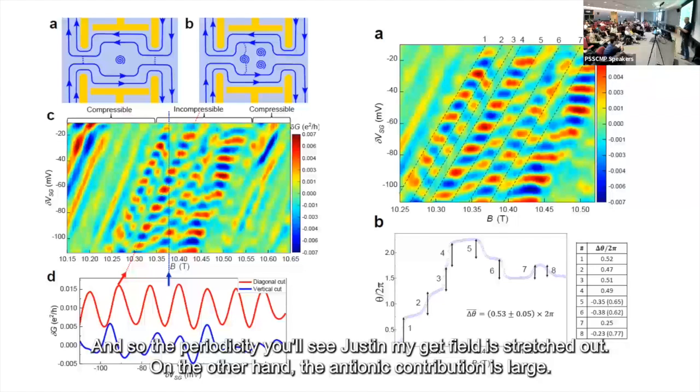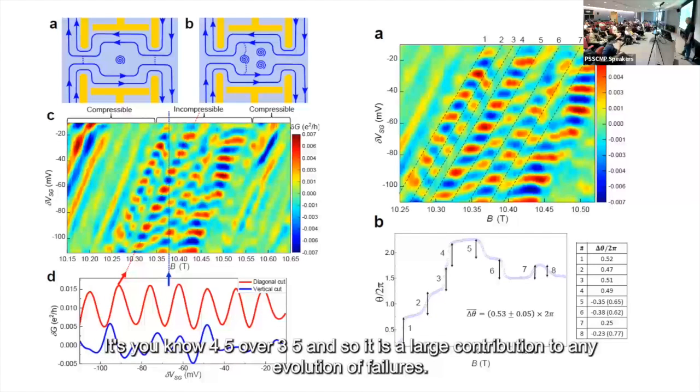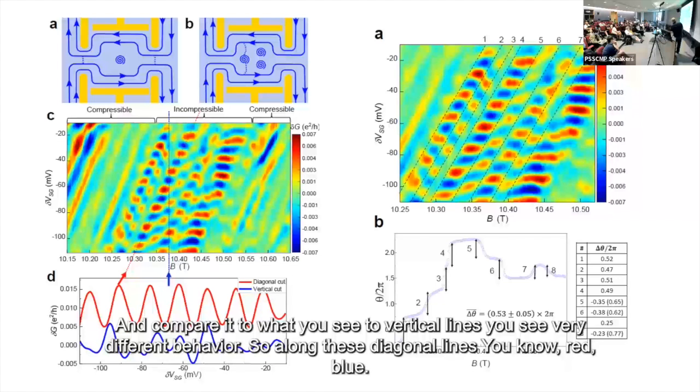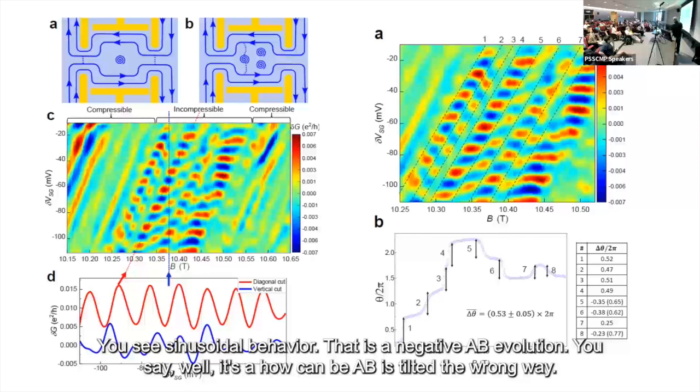On the other hand, the anyonic contribution is large. It's 4π/5, and so it is a large contribution to any evolution of phase, and that's what we'll see. So if we look along particular lines, look at the phase evolution, red, blue, along these lines, and compare it to what you see along vertical lines, you see very different behavior. So along these diagonal lines, red, blue, blue, you see sinusoidal behavior that is indicative of AB evolution.